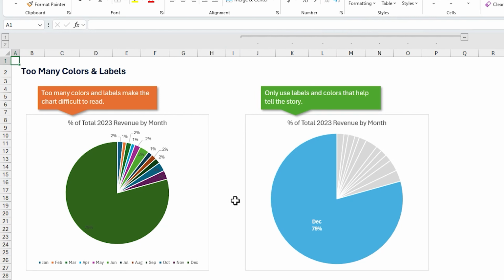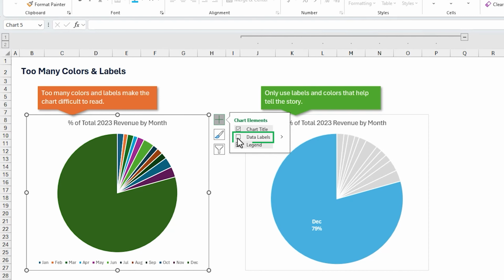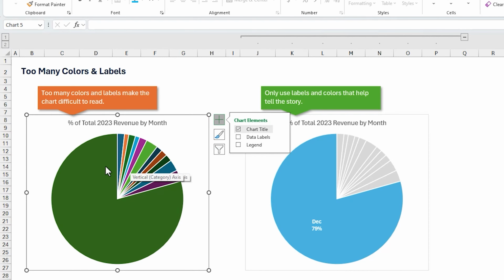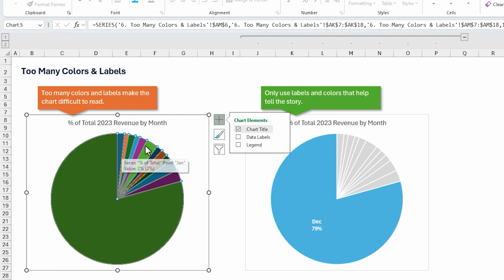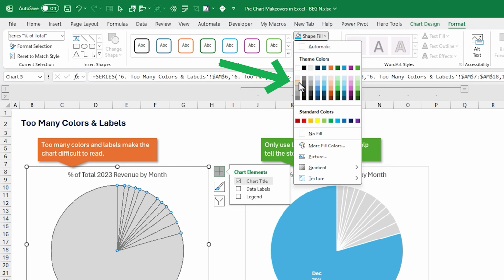So I want to quickly explain how to do this makeover because this is kind of the default style that Excel will produce and you have to take some extra steps to modify this. The first thing I'm going to do on the chart elements tab here is just remove data labels and the legend. Then I'm going to select the chart here to select all of the slices, go up to the format tab, and for shape fill, we're going to choose a light gray color.